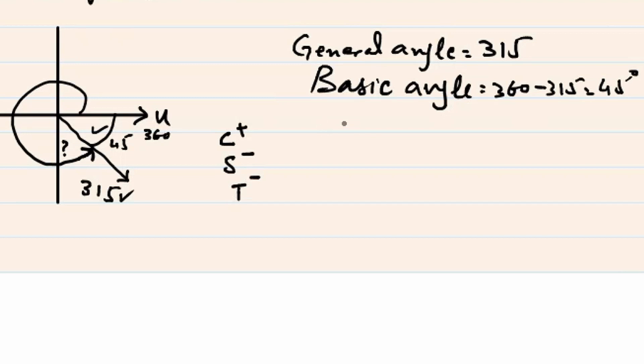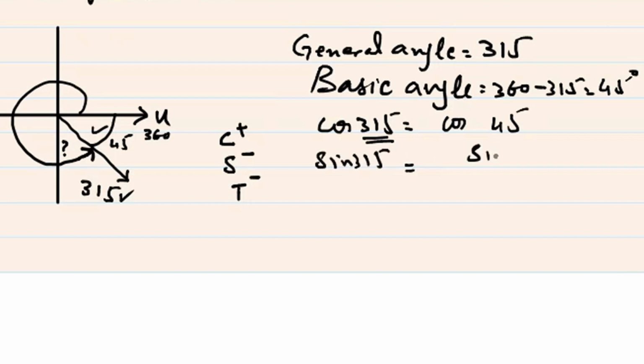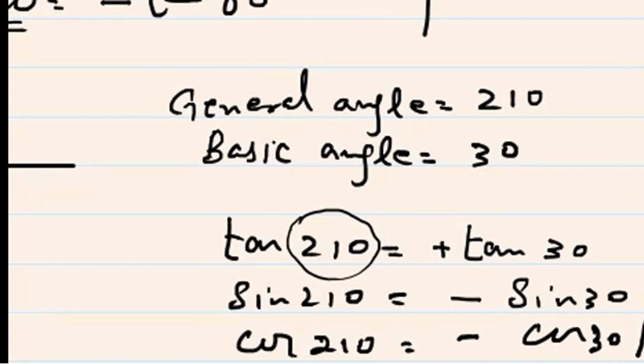So from here, if I write cos of 315, then I'll think about the basic angle of 315. It is 45. When I write cos of 45, then after writing this, I'll think about the plus or minus sign. Sine of 315 would be equal to sine of 45. Tan of 315 would be equal to tan of 45. As cos is positive, I'll put a plus sign. As sine is negative, I'll put a minus sign, and tan is also negative, so again I'll put a negative sign.